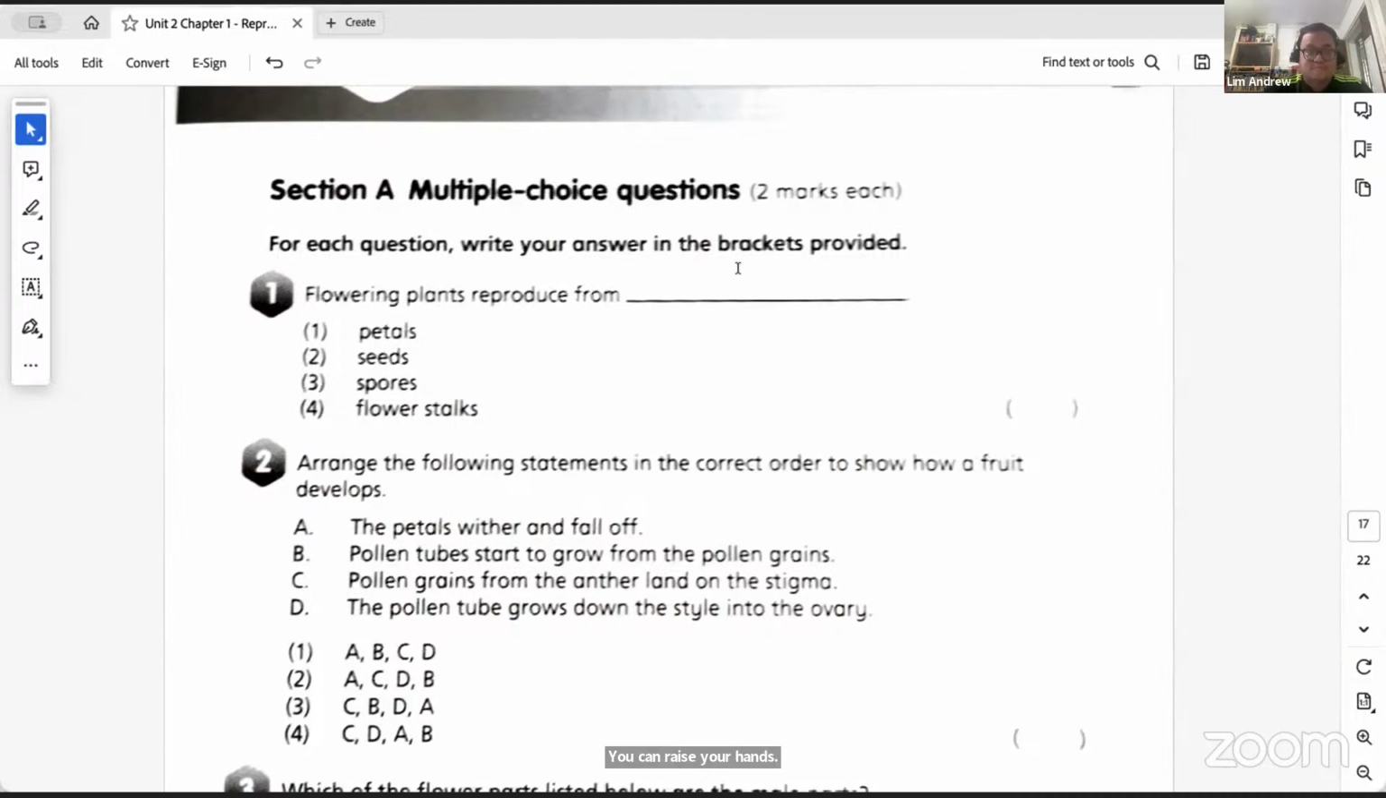Question 1. Flowering plants reproduce from what?